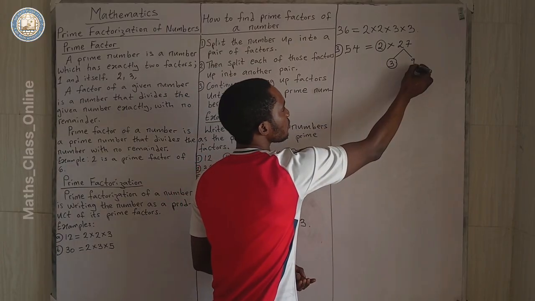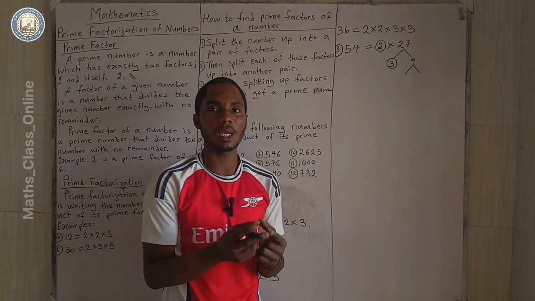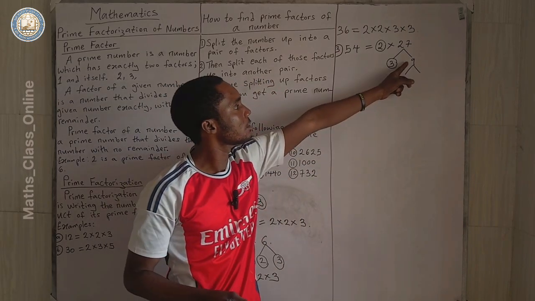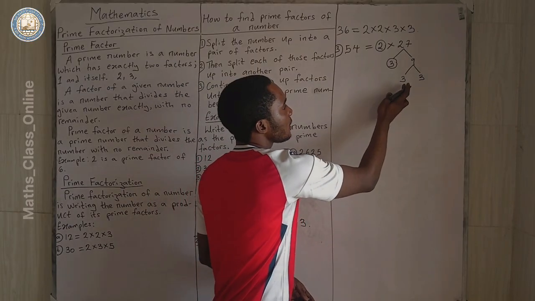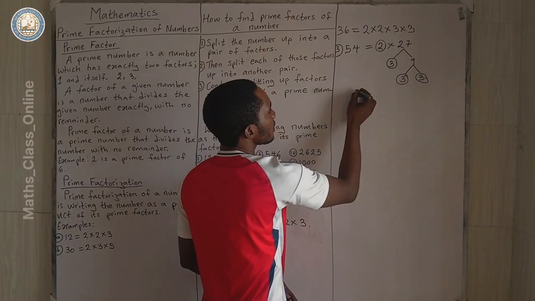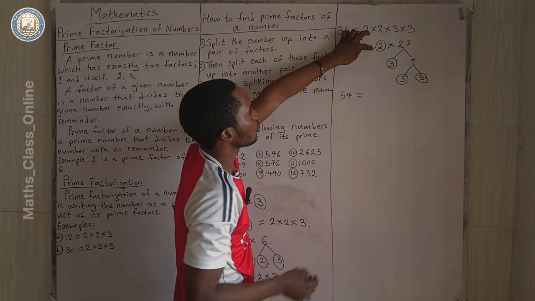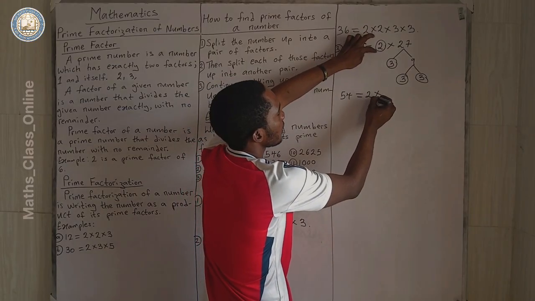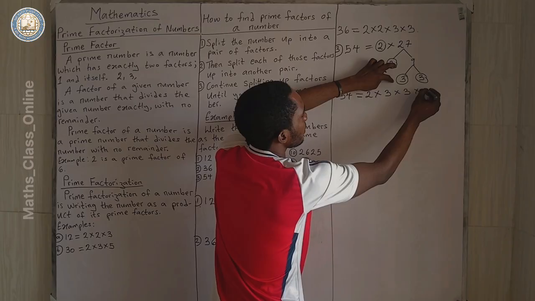No. That means we will expand this again. The two numbers that we are going to multiply together that will give us 9 is what? 3 times 3. Is 3 a prime number? That means that 54 is 2 times 3 times 3 times 3.